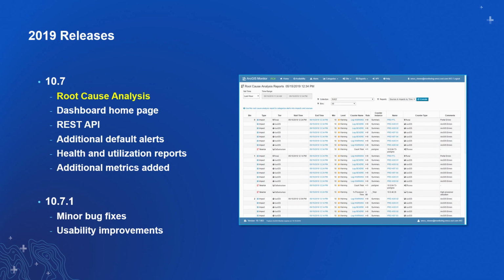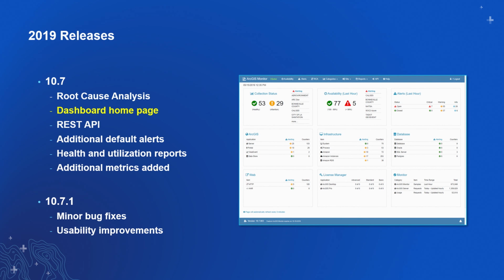Indeed. Many of the features that are listed here were introduced at 10.7. So if anyone out there is a veteran from the System Monitor days before this became a product, a lot of the discrete metrics are now being brought together in the form of the root cause analysis that Andrew talked about, and the dashboard homepage that was introduced this year.